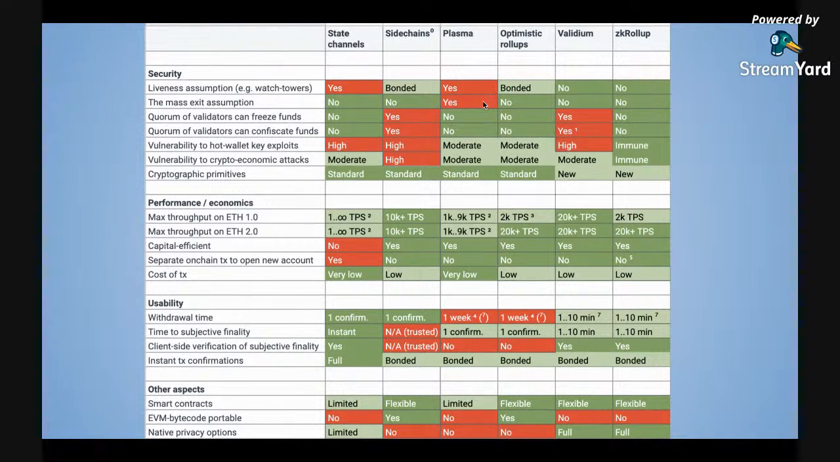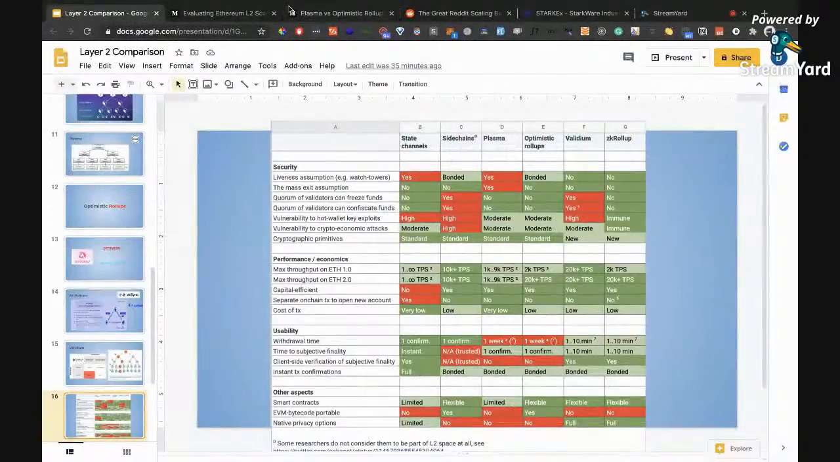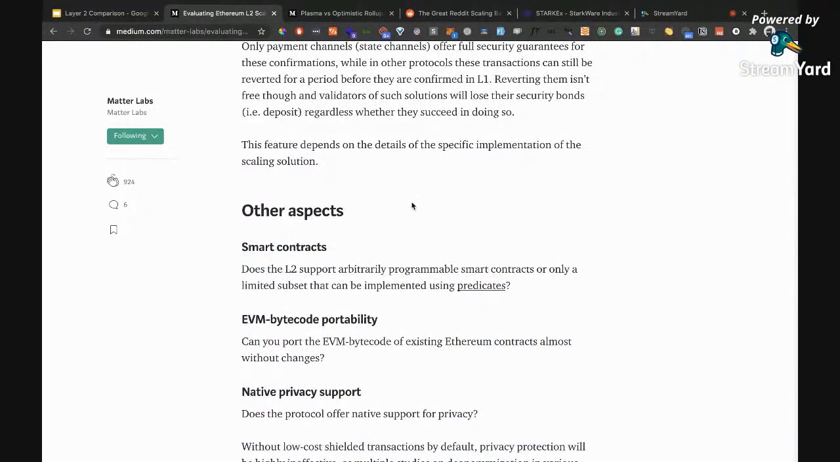I thought the liveness assumption was that thing I was saying, like, let's say me, you, and John are running a state channel. We could all turn our computers off, and then the state channel is dead. I can validate that now.